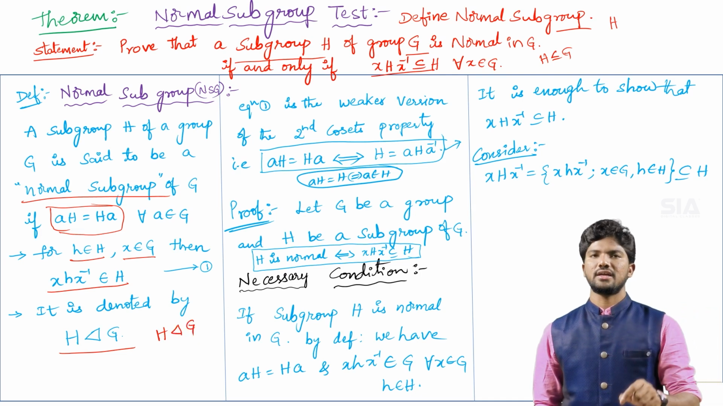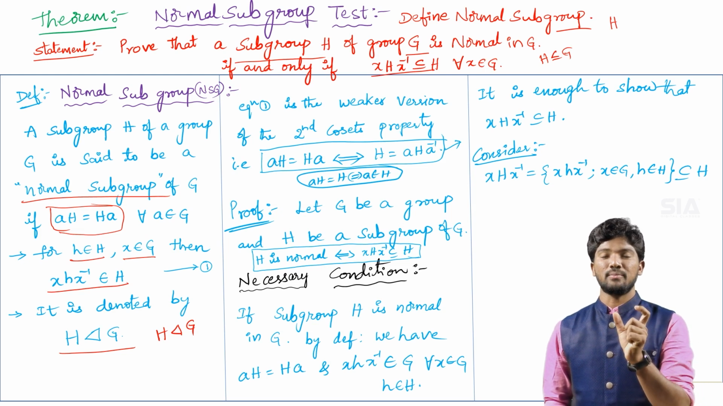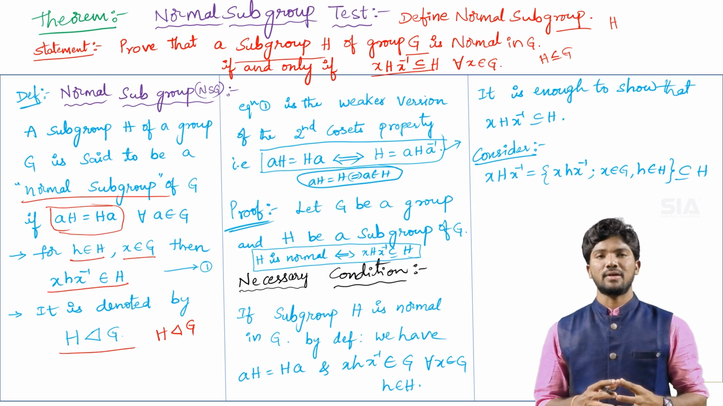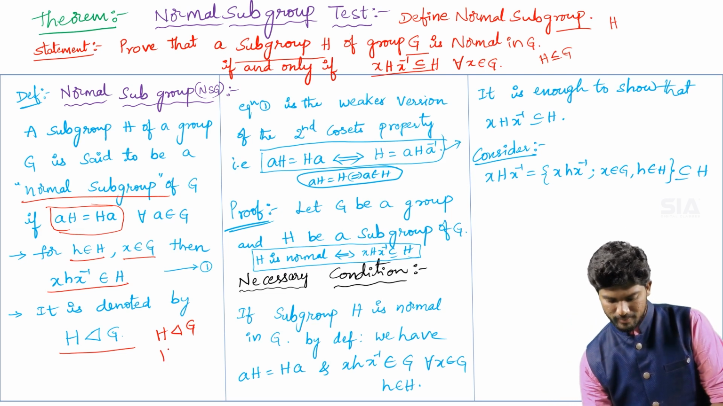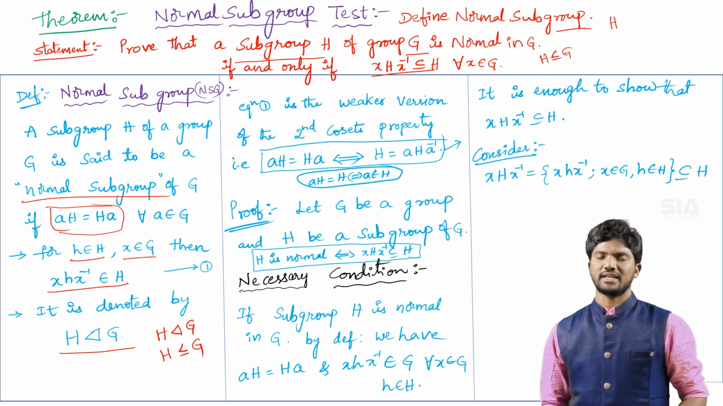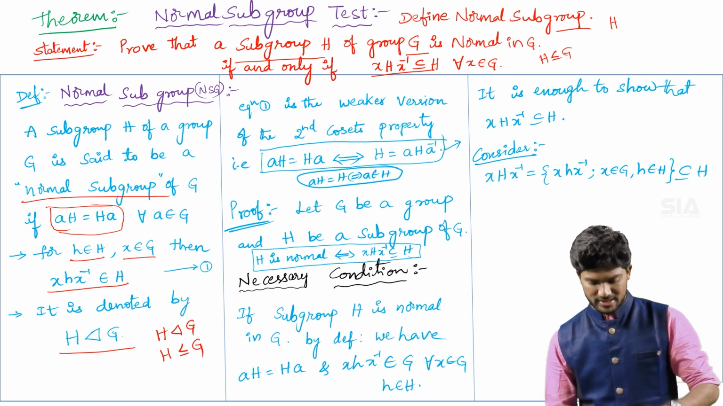You have to read in the words format. That symbol also you have to read as a normal subgroup. Capital H is a normal subgroup of capital G. You know very well the subgroup notation. Capital H is less than or equal to capital G. This is the subgroup notation. Capital H is less than or equal to capital G means capital H is a subgroup of capital G.